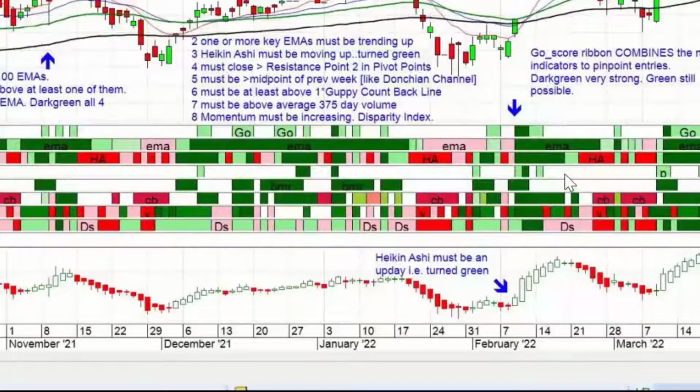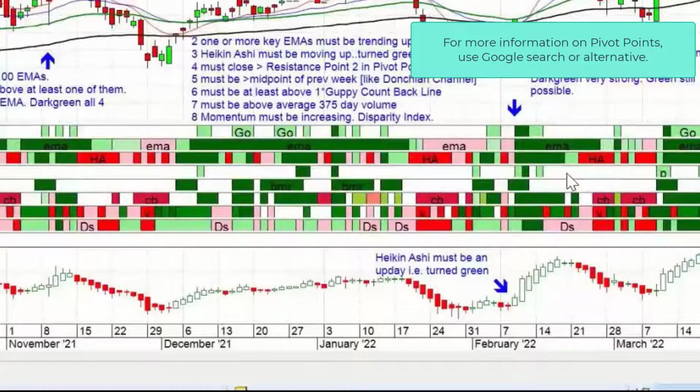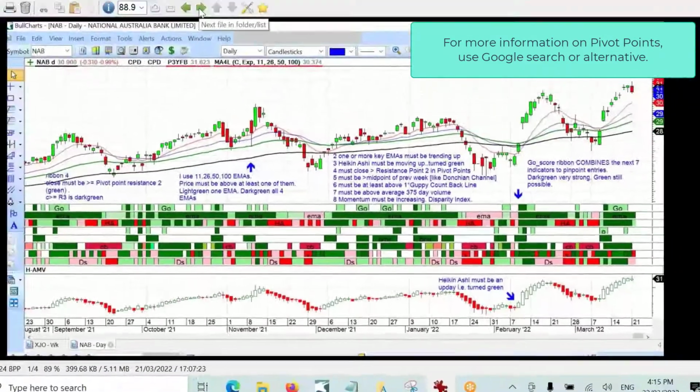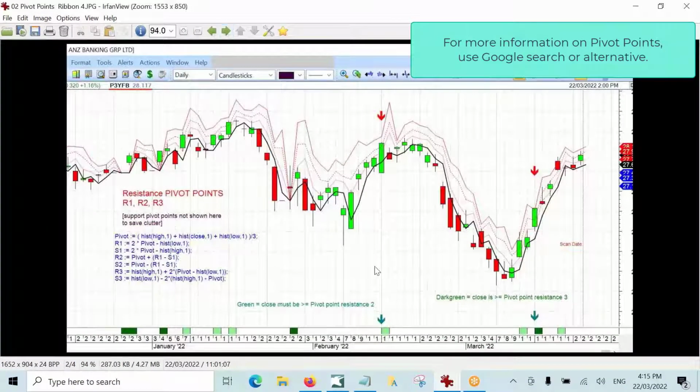The third indicator down is pivot points, which have been around for about 20, 30 years or more. I noticed Edwards and McGee were using them about 20 odd years ago. And I've got a slide here to show how they work, roughly.